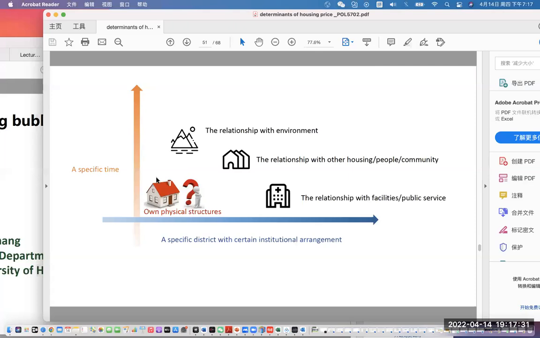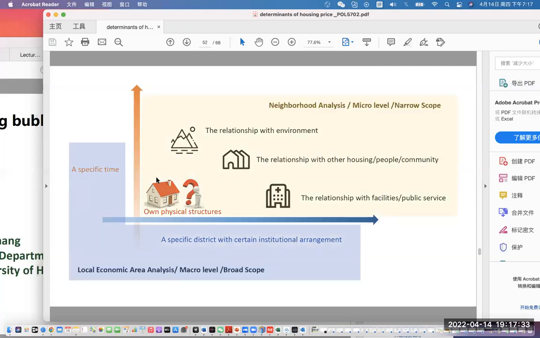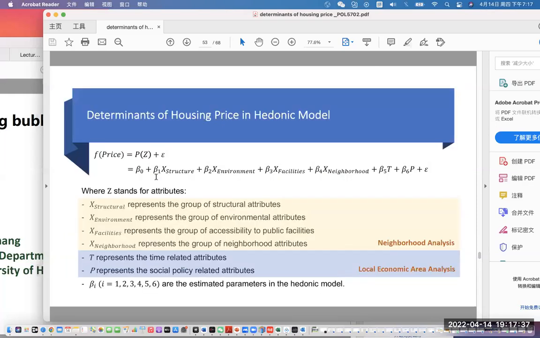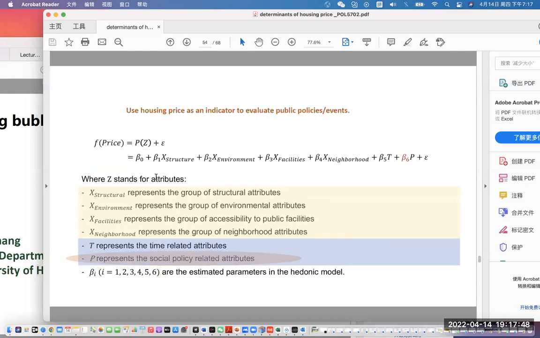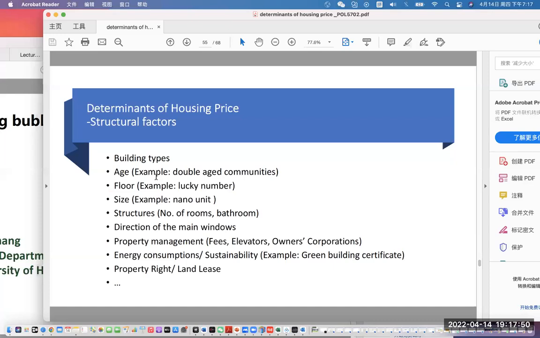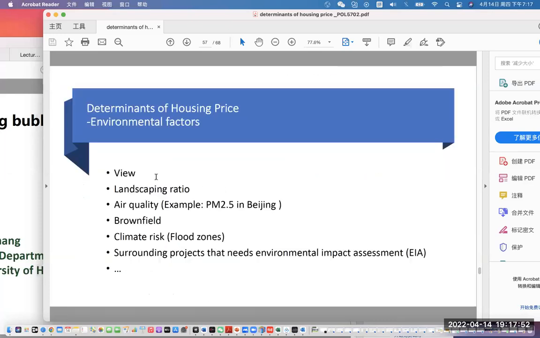Between the relationship of the future and the local economic levels, by using the hedonic model. This one is very classical, looking at neighborhood analysis and local economic area analysis and how to determine housing price hedonically, right? I think Dr. Huang has introduced this in a very detailed way.